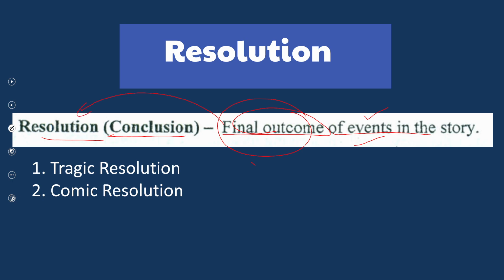We have two kinds of resolution. Basically, the most basic ones are tragic resolution and comic resolution. Tragic comes from the word tragedy, sadness, where something sad, unfortunate happens, somebody dies, a very great loss happens. And in comic resolution, the story ends on a positive note, on a happy ending, or comedy.